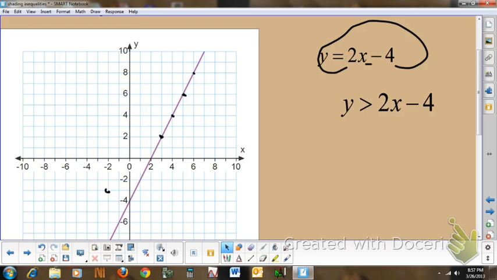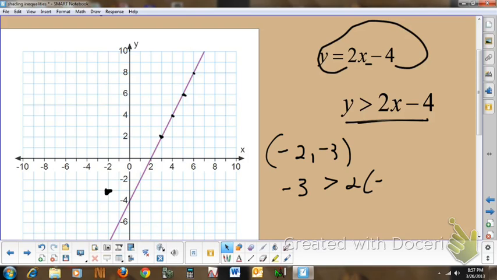Let's test another point. Let's test a point down here. So that's -2 and -3. And let's see if it works for this inequality. So we'll put in -3. It's got to be greater than 2 times -2 minus 4. So -3 has got to be greater than -4 minus 4, which is, in fact, -3 is in fact greater than -8. So it works as well. Alright?